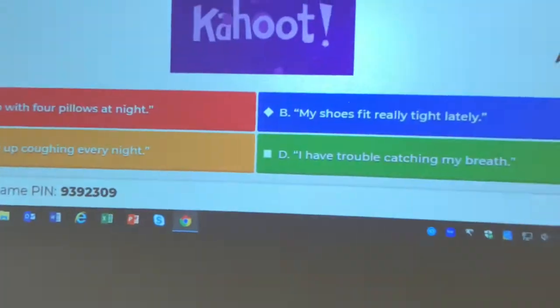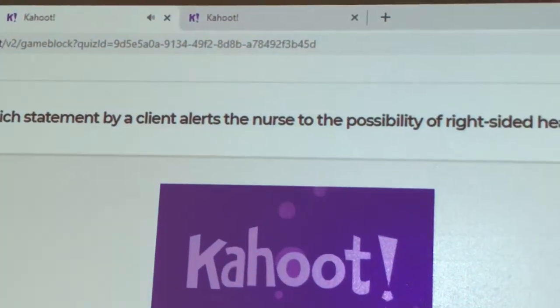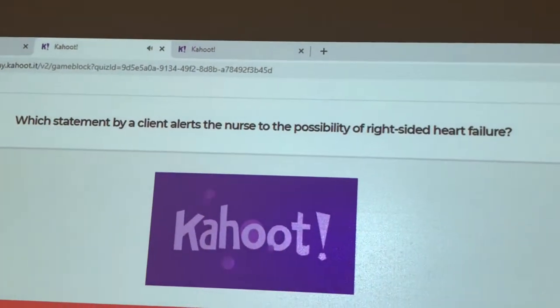Which statement by a client alerts the nurse of the possibility of right-sided heart failure?